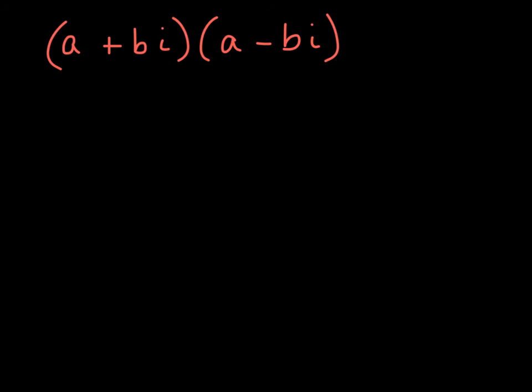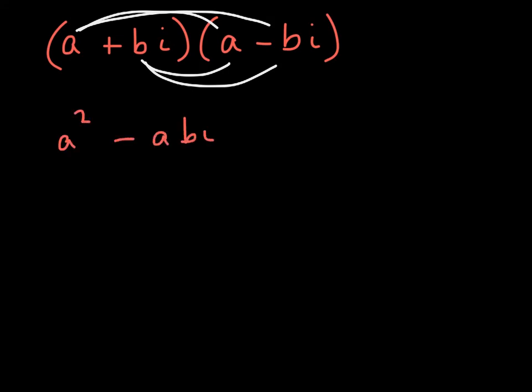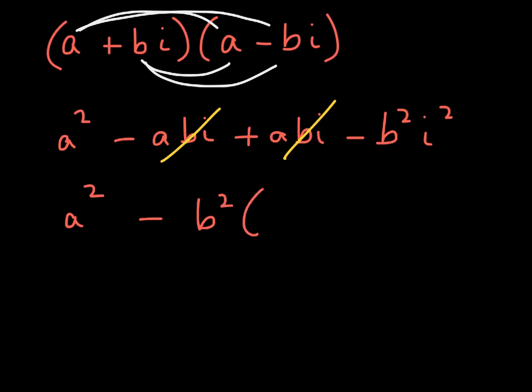So when I distribute a times a and then a times negative bi, bi times a and then bi times negative bi, I get a squared, then I get negative abi, then I get positive abi, and then I get negative b squared i squared. Notice that those imaginary parts cancel, like I said, always happens. So you get a squared minus b squared. Now don't forget, i squared is negative 1. So this just becomes a squared plus b squared.